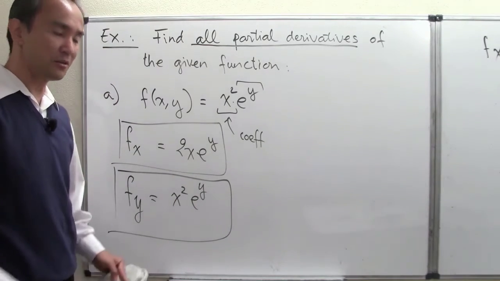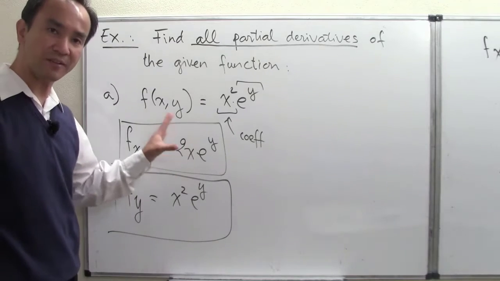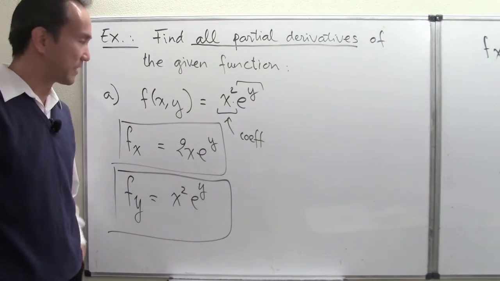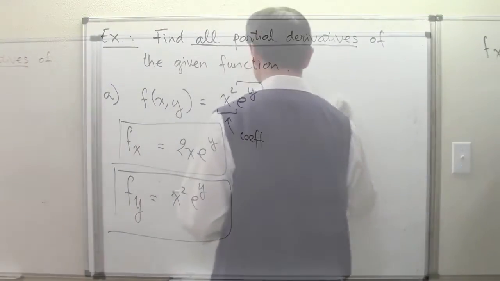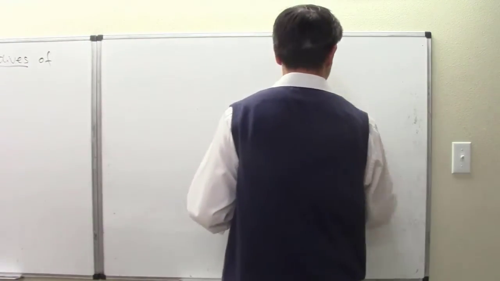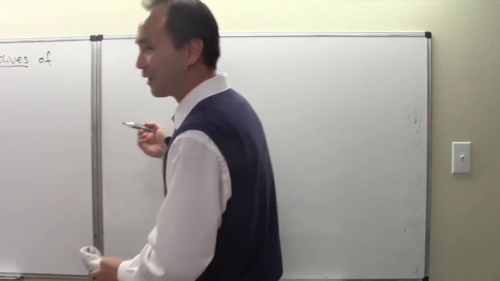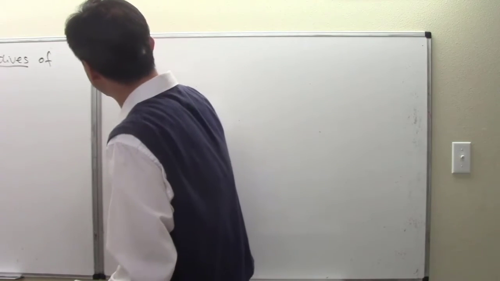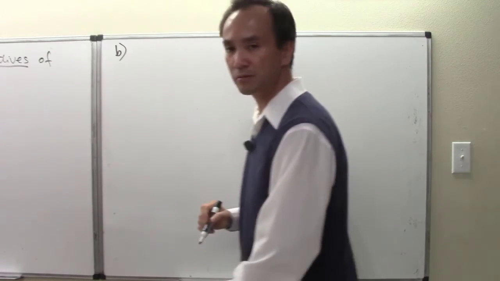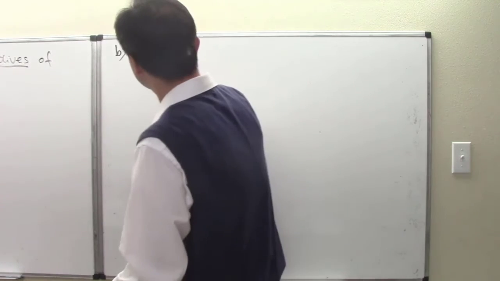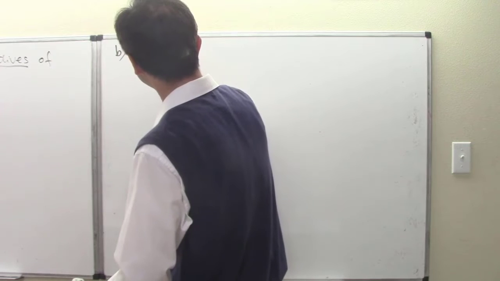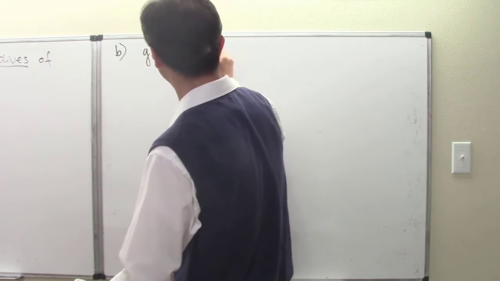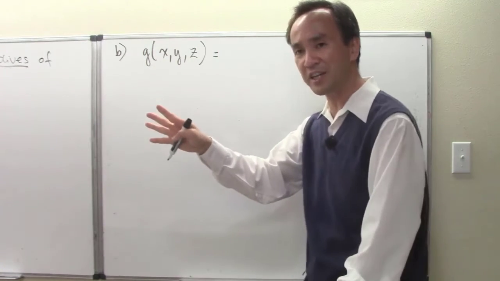All right, so that's it for part A of our current example right here. All right, so what about part B of the example? I'm going to introduce another problem. So how about this time g of x, y, and z.